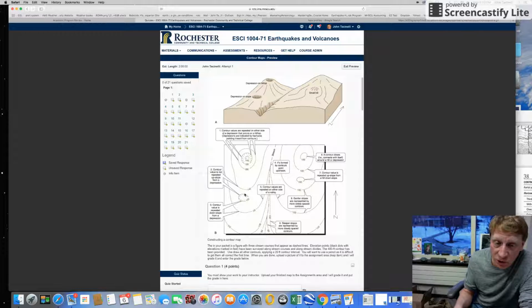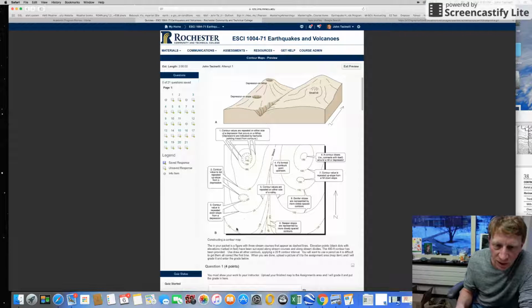If there's a depression, though, depressions are marked by these little hachure lines. They always mark depressions. They always point down into the depression. And so that's what these are, hachure lines. And so this is a little sinkhole, a little crater or something. There's another one up here with more depression contours.